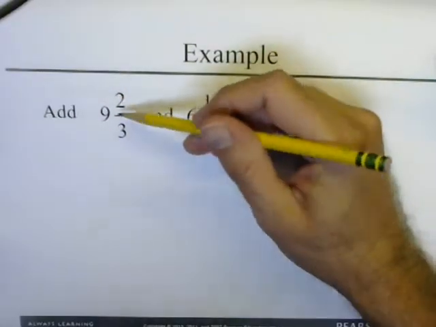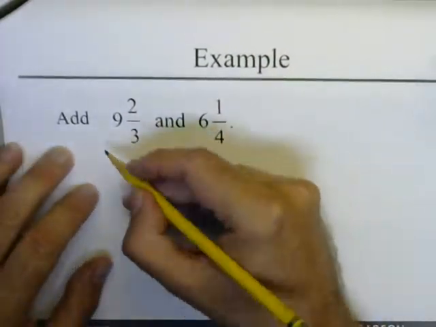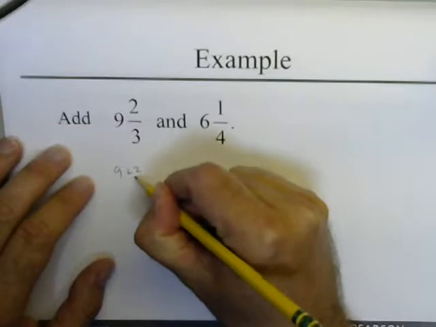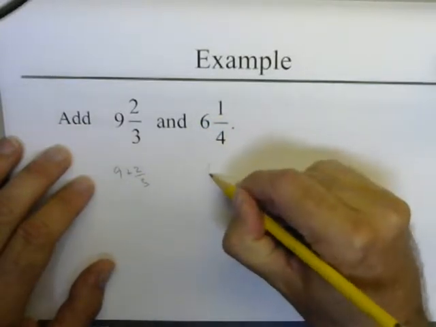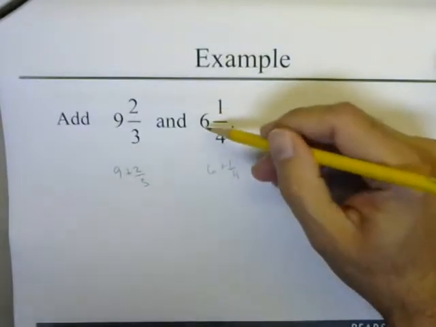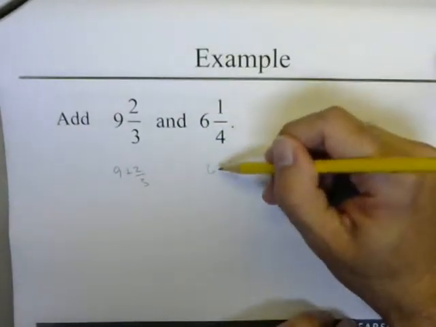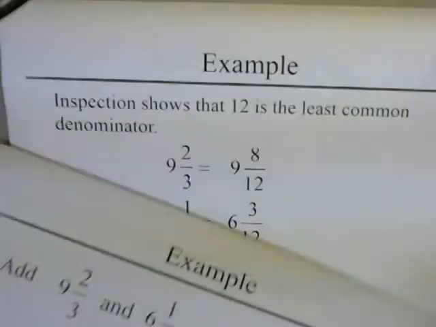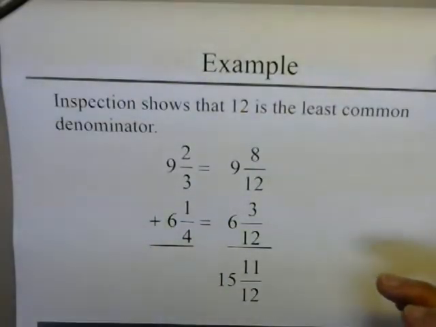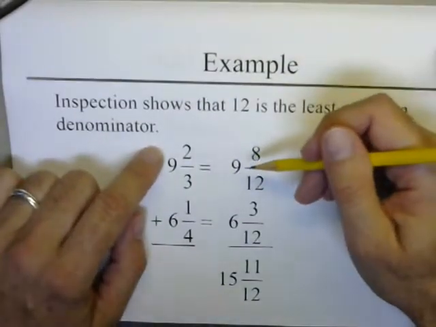So let's say we wanted to add 9 2/3 and 6 1/4. Remember, 9 2/3 really means 9 plus 2/3, right? You're not multiplying there. And this means 6 1/4, right? So this means you've got maybe a board that's 6 feet long and 1/4 of a foot. So that's 6 feet plus 1/4. So you can really think of that as adding the fraction part separately and then the whole number part separately.